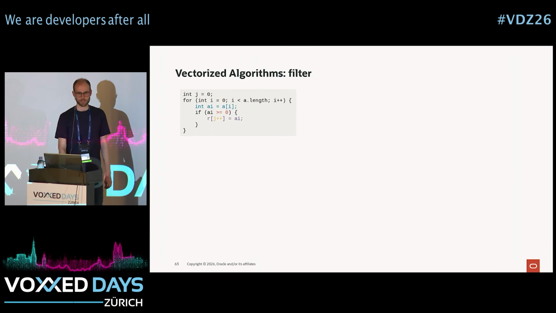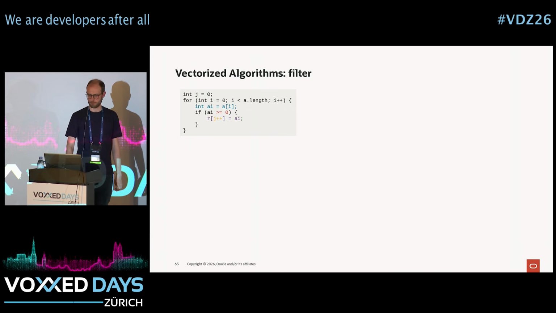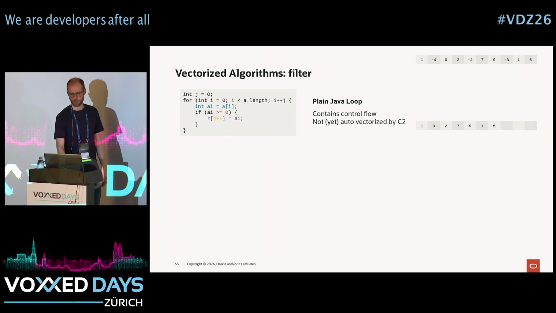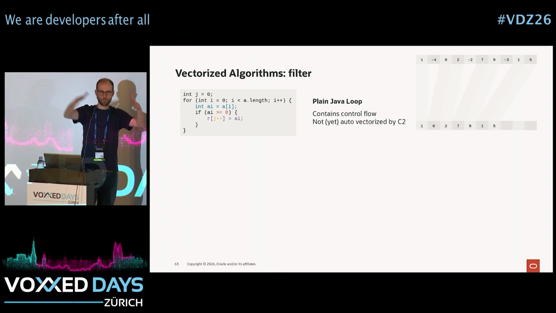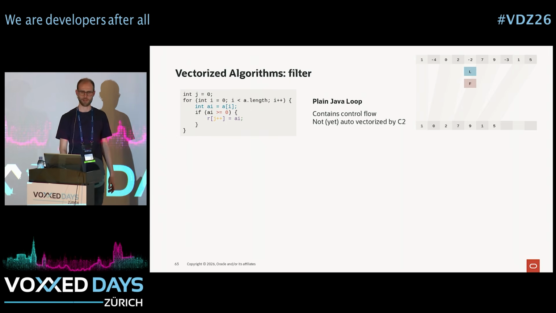All right, yet another case is filtering. So here what we do is, again, a handwritten loop. C2 doesn't optimize it because of the control flow. And what we want to do is keep the numbers that are larger or equal to 0, right? And copy and compact them to a new array. So if a value gives us false, we just do nothing with it. And if it's true, we store it into the next available position and increment our counter.